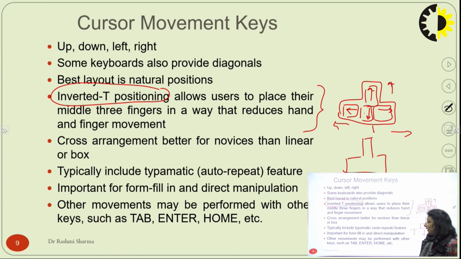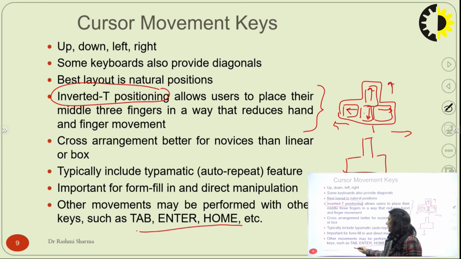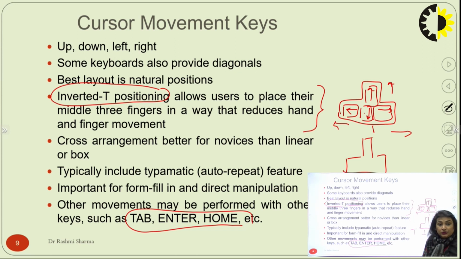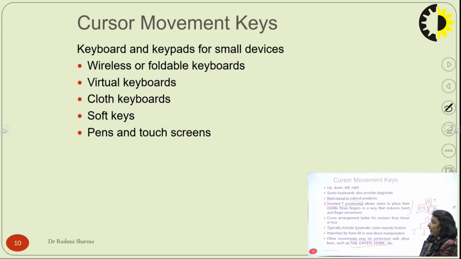They typically include typematic auto repeat features when you are using this, which is important in form fill-in and direct manipulation options. Other movement may be performed with the Tab, Enter and Home keys also. Like with the Home key, you go to the first page or your desktop, and with the Tab key we move between different fields, or Control Alt Tab if I have to see the currently open screens on my laptop. So these are some combinations of keys, or I should say keyboard accelerators, which I can use for running applications.